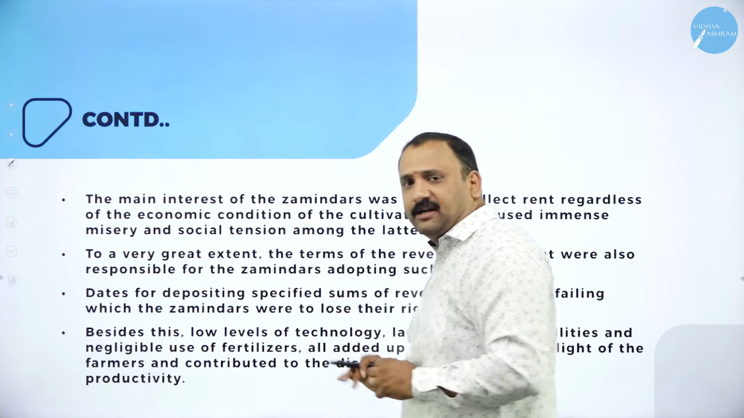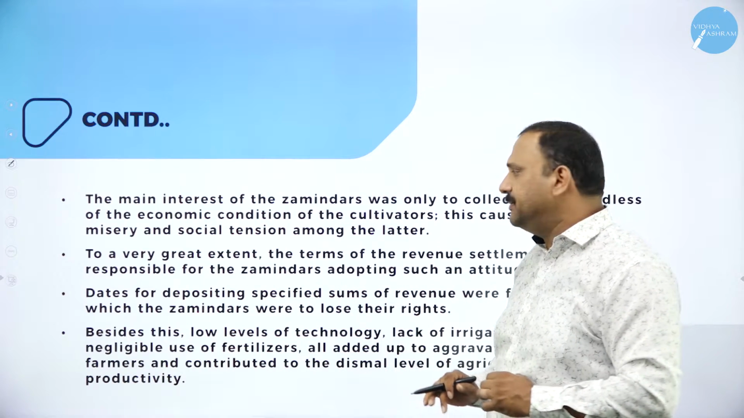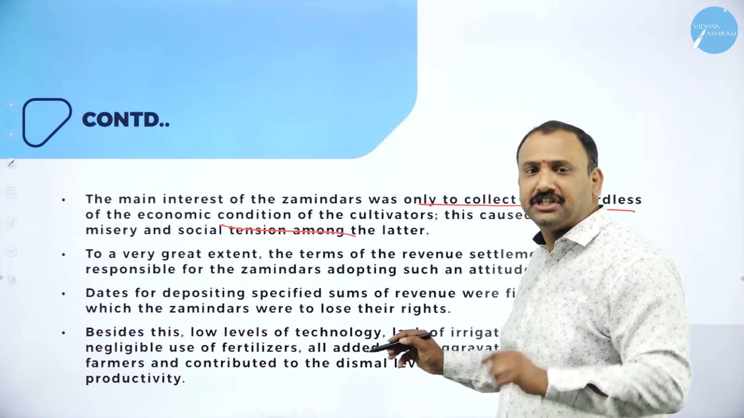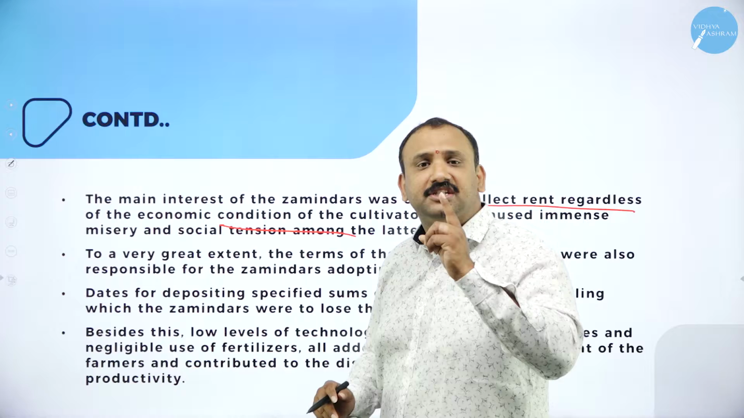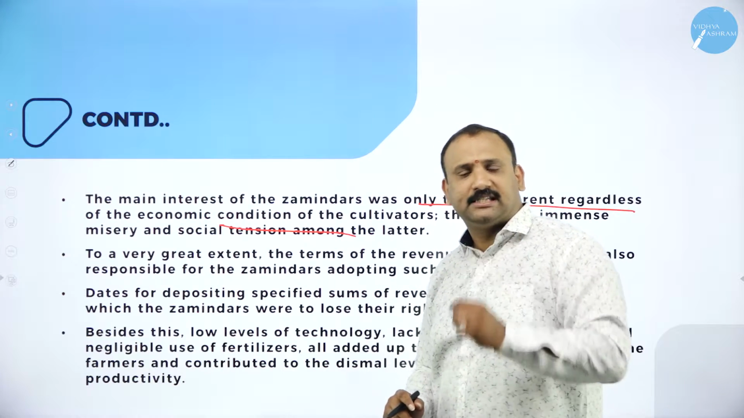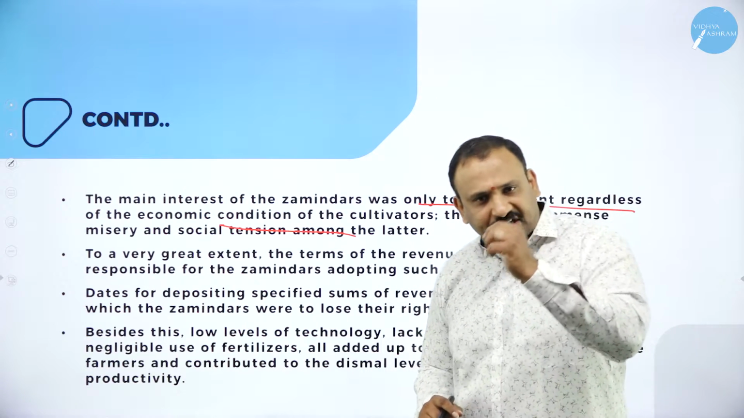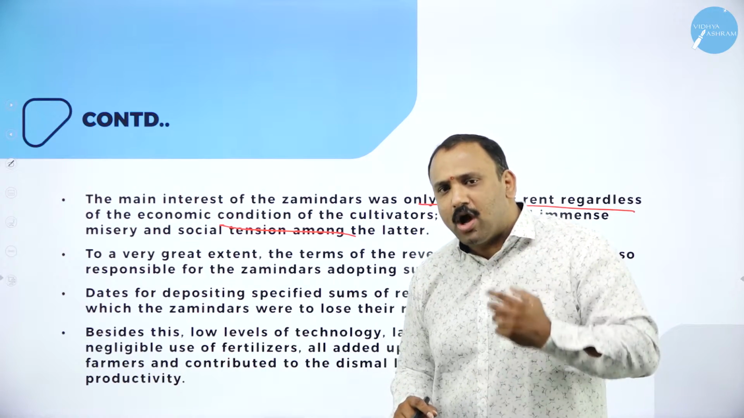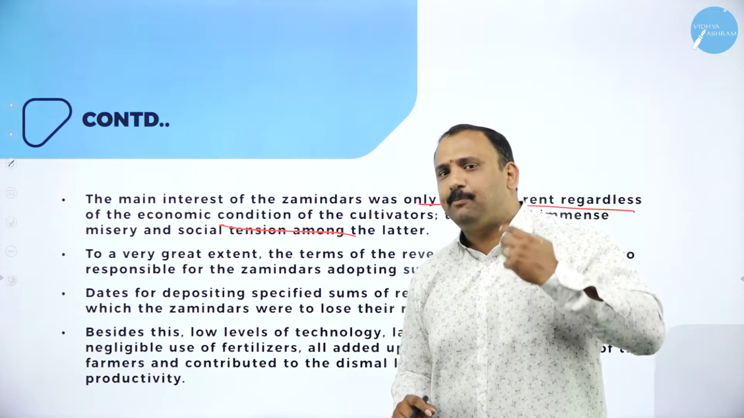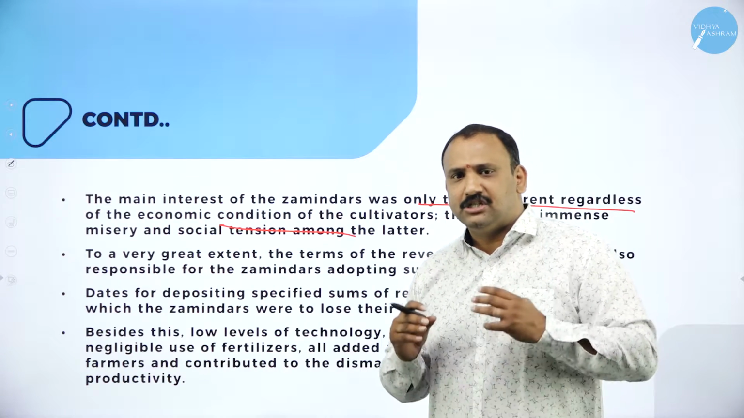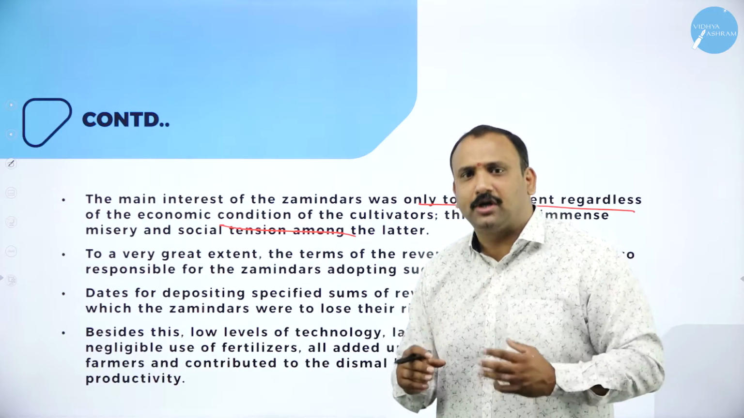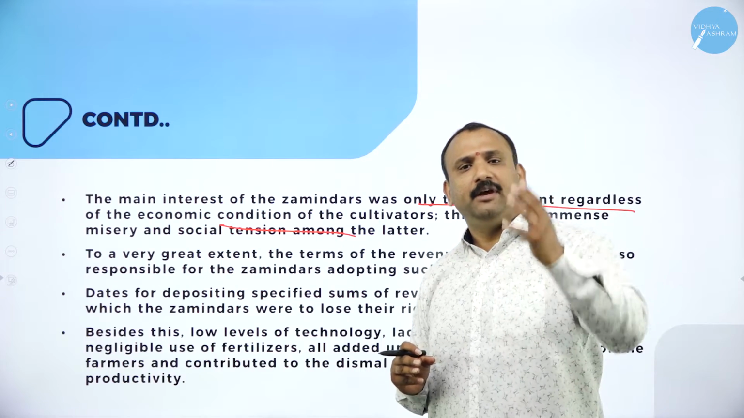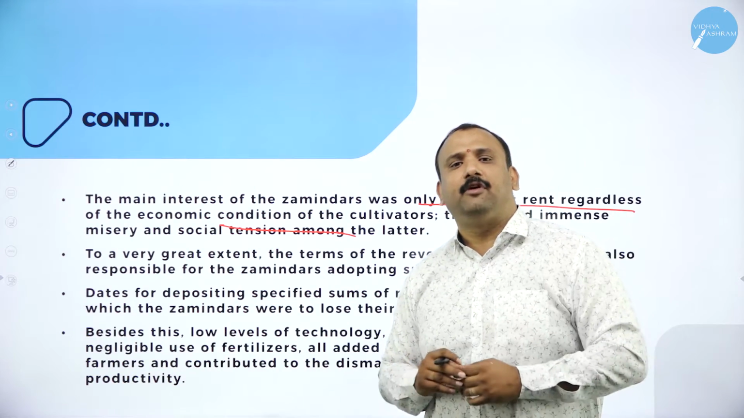Now, if you see here, what was the main interest of the Zamindari system? It was to only collect rent regardless of the economic condition. I use that word again, regardless of the economic condition. Why is that very, very important? Look at the condition of a farmer in India. He is poor, he is weak, he is not able to go forward and put a value on his produce. He is not that educated. He does not know how to present himself. These were all the conditions that persisted during the time of our independence.